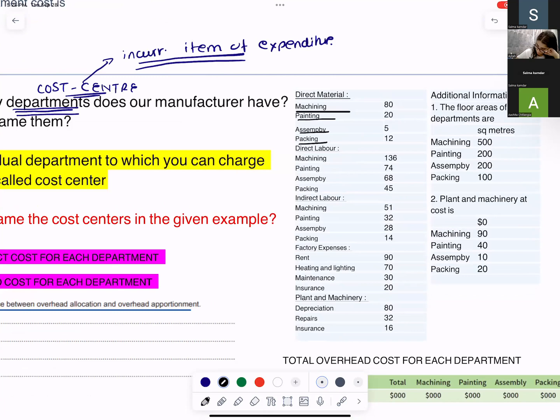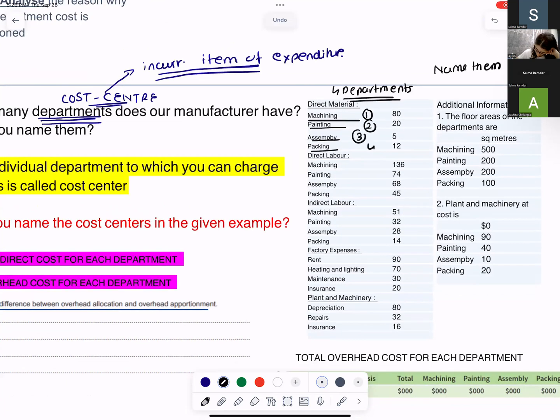Four. So my manufacturer has 4 departments. Can you name those departments? Machining, painting, assembly, and packing. So the 4 departments are, first is machining, second is painting, third is assembly, fourth is packing. So what is a cost center?